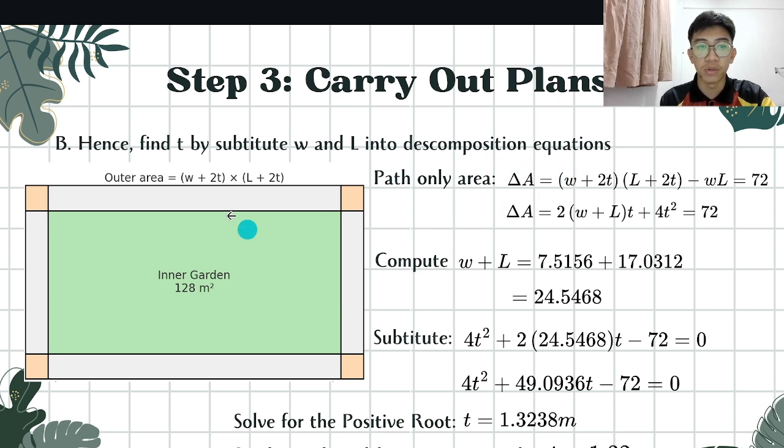So the path only area, which means the outside of the path here, change in A, W plus 2T times L plus 2T minus WL is equal to 72 meters square, which is what we already discussed just now, and we compute the W plus L, and we got the final answer 24.5468. Then we substitute to this equation. After that, we solve for the positive root. Then we got the width of the path, which is T equals 1.3238.